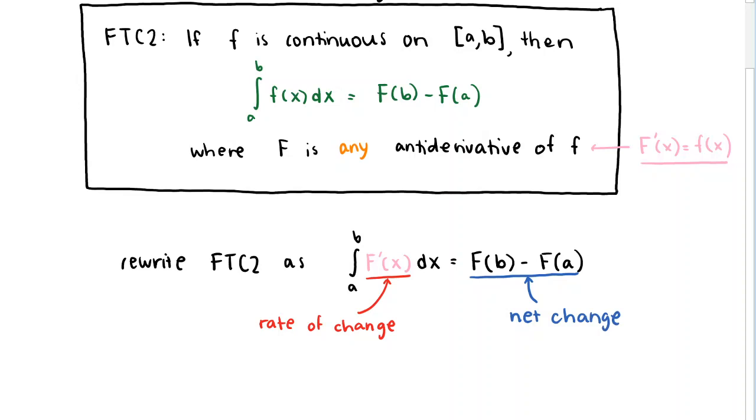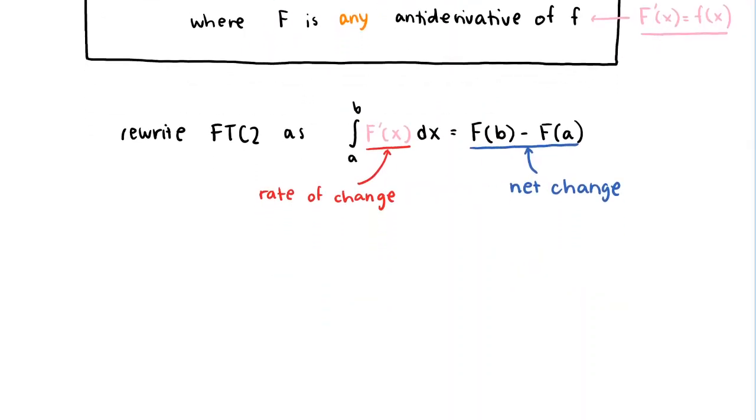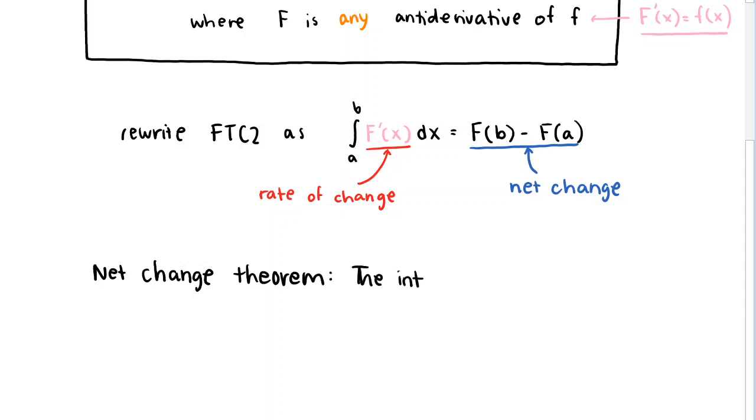Right, so if we have some function capital F and we take the integral of the rate of change of capital F, well, it just amounts to finding some sort of net change in capital F. And so this is called the net change theorem. I'll talk more about what I mean by net change in a moment, but the net change theorem is really just another way of saying the fundamental theorem of calculus part two. So it says that the integral of a rate of change is the net change.